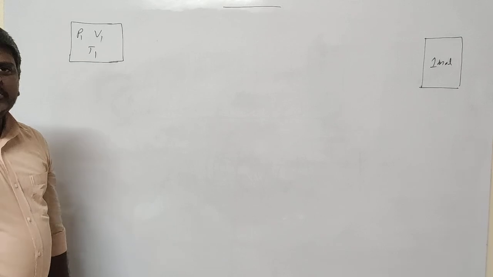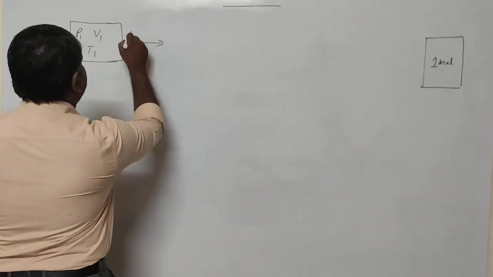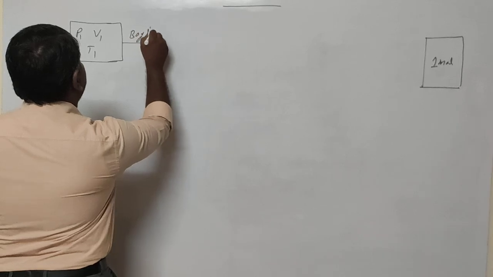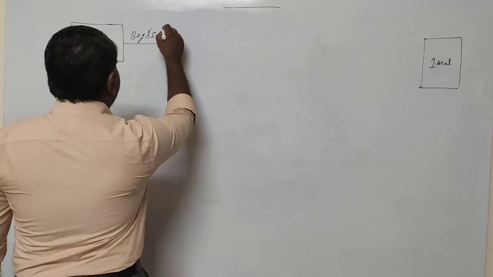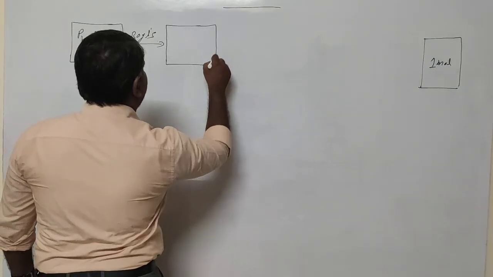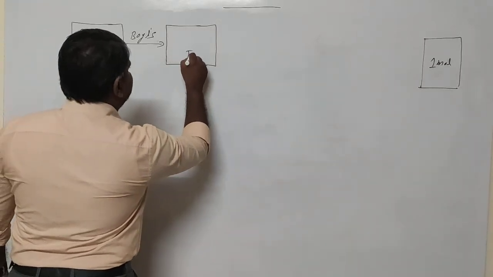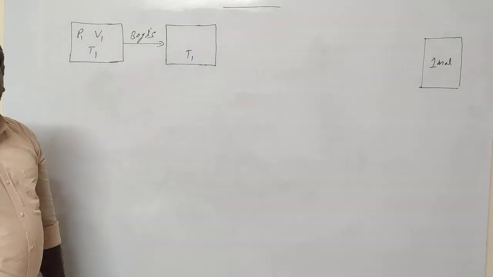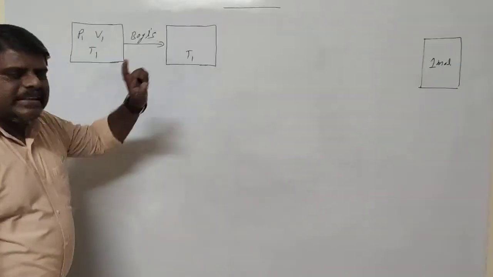So the first step, you are going to apply Boyle's law. Boyle's law means the temperature will remain constant. That's why T1 I am going to write as Tc. You are not changing T1, you are writing it as Tc.